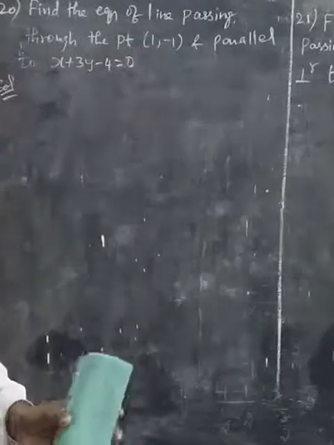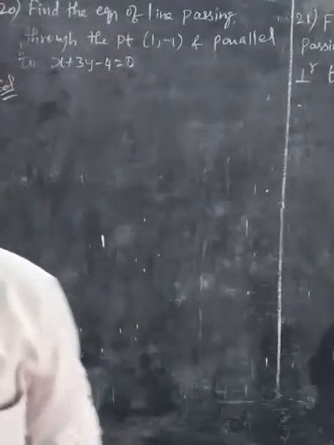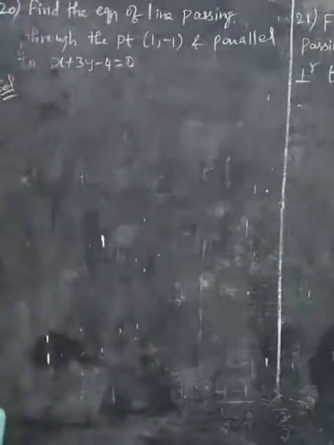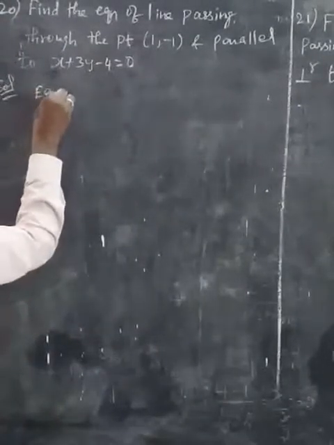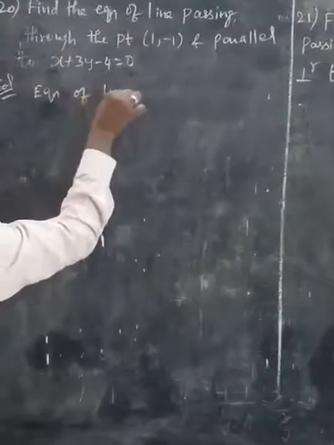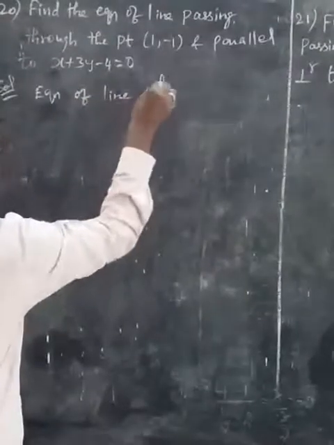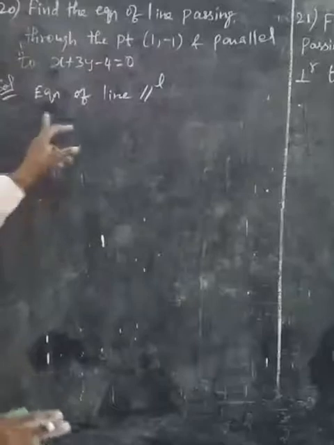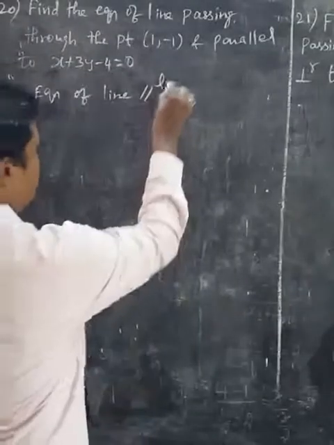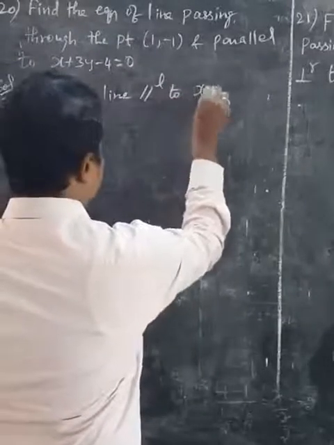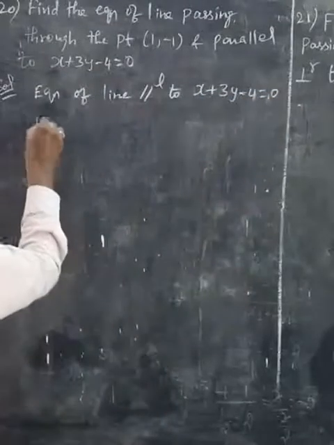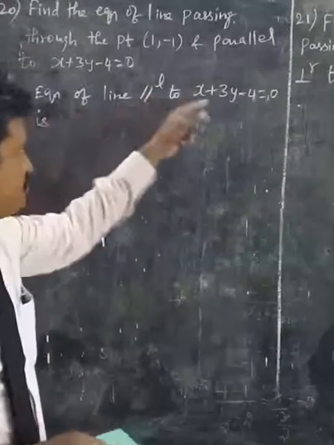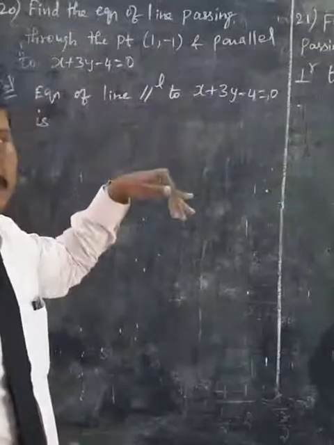So even in the previous problem we saw how to write the equation of a parallel line. Yes or no? Here also we are going to start with the same thing. Now equation of a line. If I put like this, I told this is parallel. Equation of line parallel to x plus 3y minus 4 equal to 0 is, now can you tell by yourself what is the answer? Equation of line parallel to this is what?